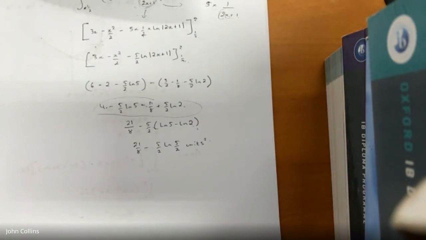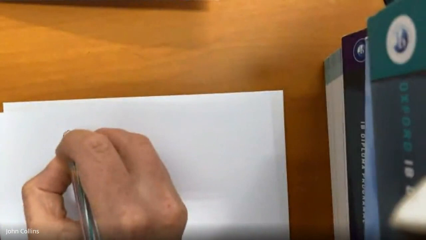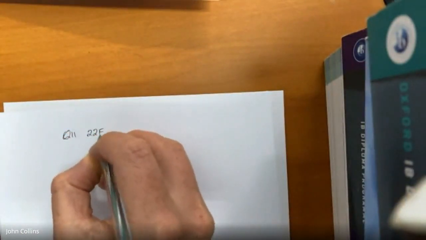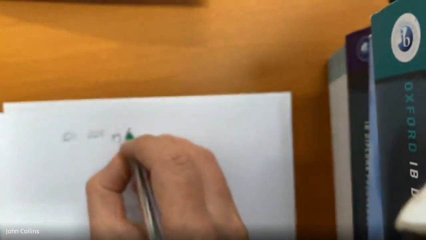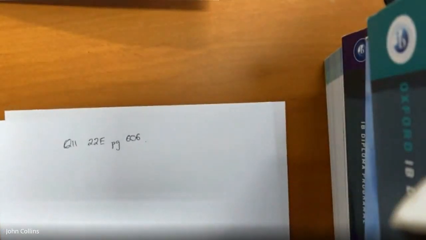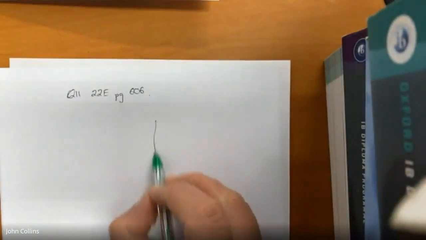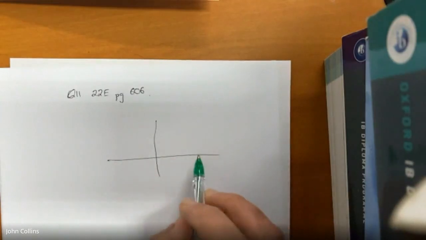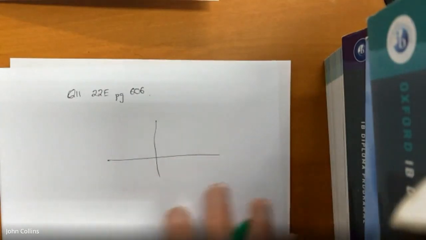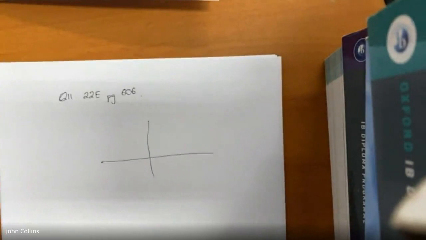Oh, no, 22E, question 11. We're still on 22E. And that was the sketch the graphs of x cubed minus 5x and 2x squared minus 6 on the same axes. Let's get a new page for this. I will. Question 11, 22E, and that's page 6. So obviously you can't show me your sketches, but one is a cubic equation, and that will go through 0, 0, I think.